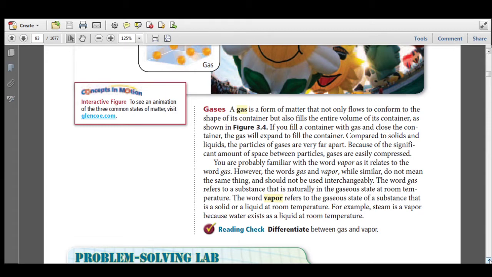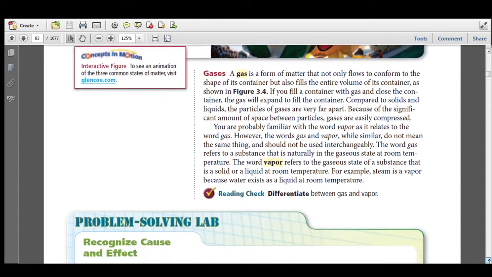You are probably familiar with the word vapor as it relates to the word gas. However, the words gas and vapor, while similar, do not mean the same thing and should not be used interchangeably. The word gas refers to a substance that is naturally in the gaseous state at room temperature. The word vapor refers to the gaseous state of a substance that is a solid or liquid at room temperature. For example, steam is a vapor because water exists as a liquid at room temperature.